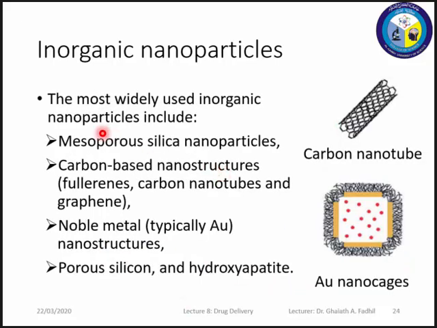Most widely used inorganic nanoparticles include mesoporous silicon nanoparticles, carbon-based nanostructures like fullerenes, nanotubes, and graphene, and we have noble metals like gold, and we have porous silicon and hydroxyapatite. A variety of nanoparticles and variety of properties. The only issue is that we need to look for a way to make them biocompatible with the human organs.